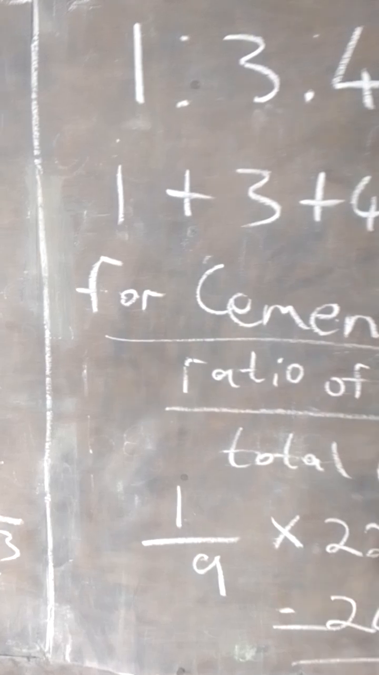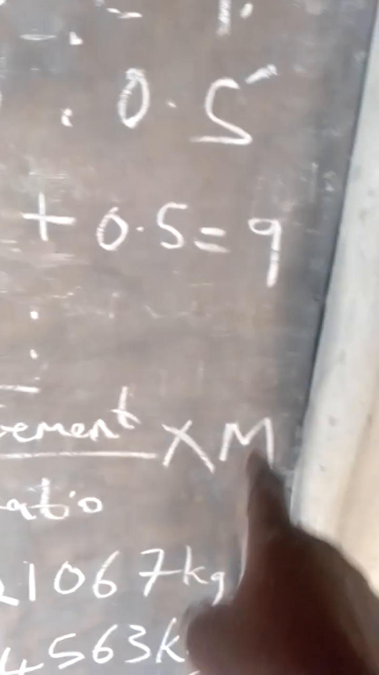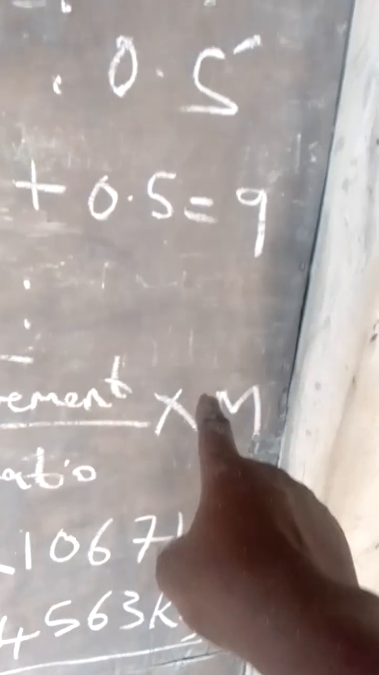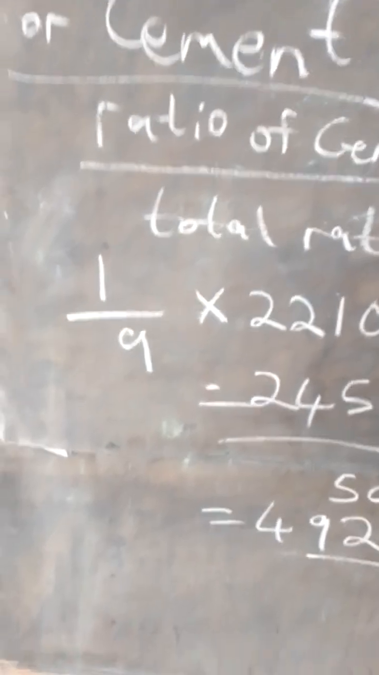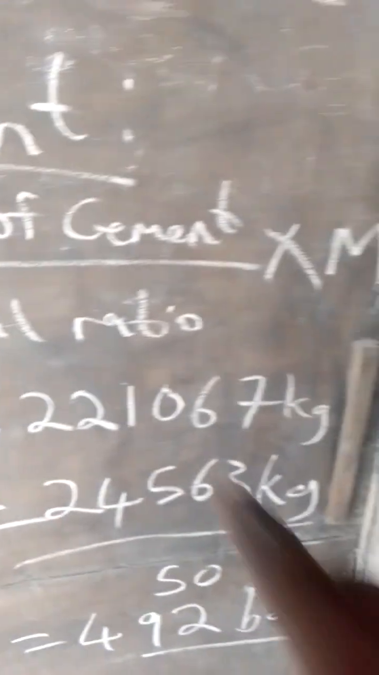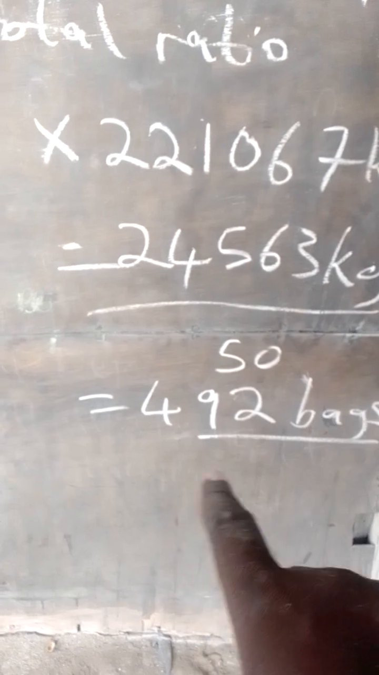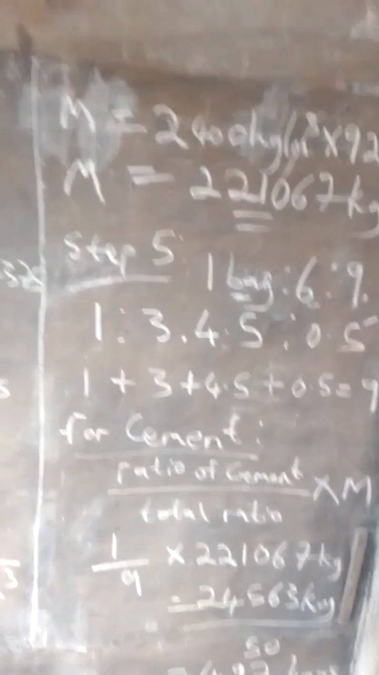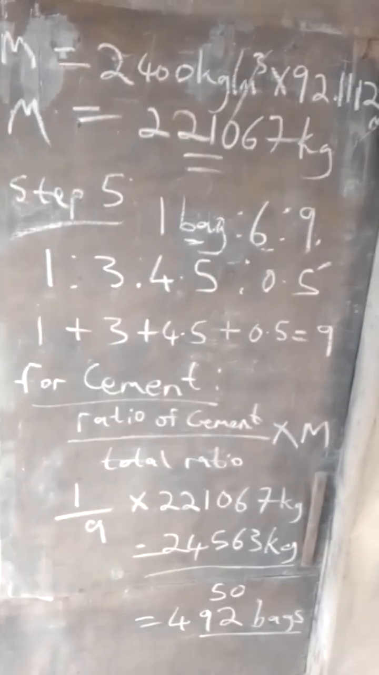So we go to cement. Cement is the ratio of cement divided by total ratio times the mass of concrete, where M is the mass of concrete. That is 1/9, the total ratio, times the mass of concrete. Did the mathematics, you got 492 bags of cement required. That is how to get the quantity of cement required for your concrete work. It's as simple and easy as ABCD.